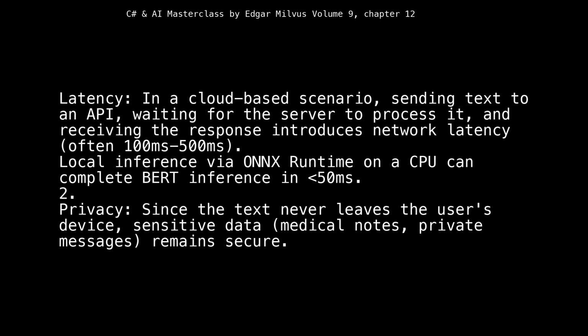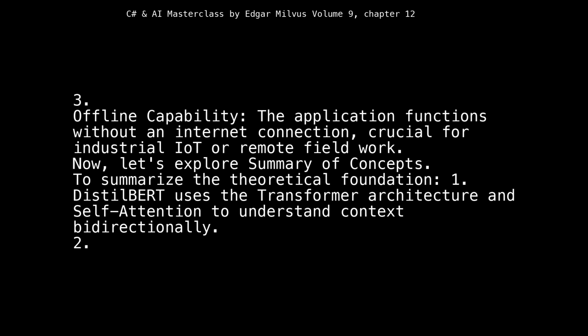Local inference via ONNX Runtime on a CPU can complete BERT inference in less than 50 milliseconds. 2. Privacy. Since the text never leaves the user's device, sensitive data, medical notes, private messages, remain secure. 3. Offline capability. The application functions without an internet connection, crucial for industrial IoT or remote field work.